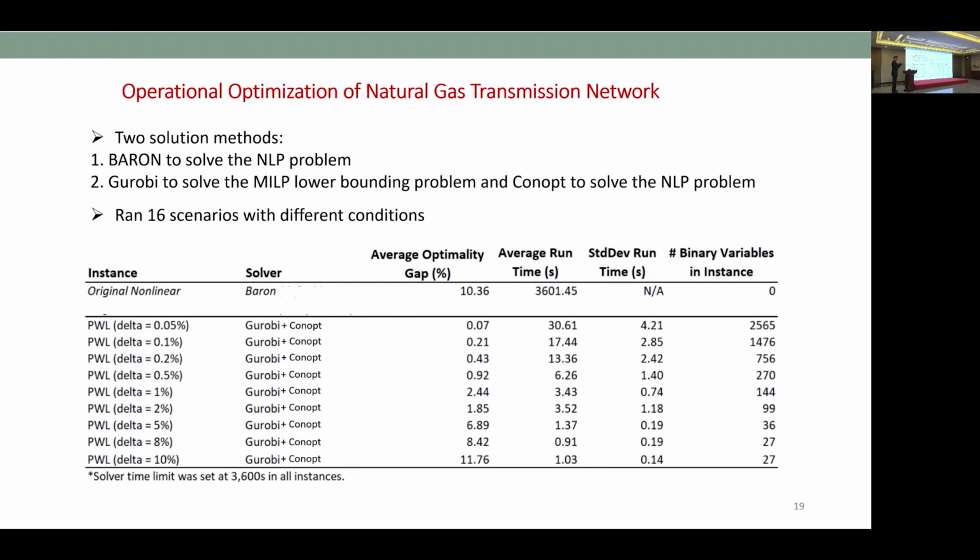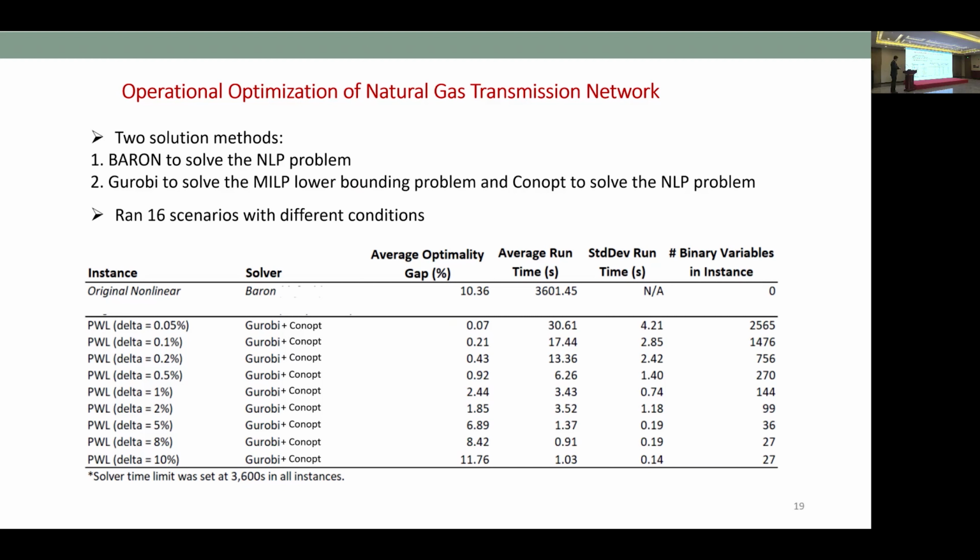When you use BARON, for all the scenarios they can converge to a good optimality gap within the time limit of 1 hour. It's always about 10%. The optimality gap is always about 10%. But if you use the piecewise linear approximation approach, when delta is 5 or 8%, you already have a pretty good result.